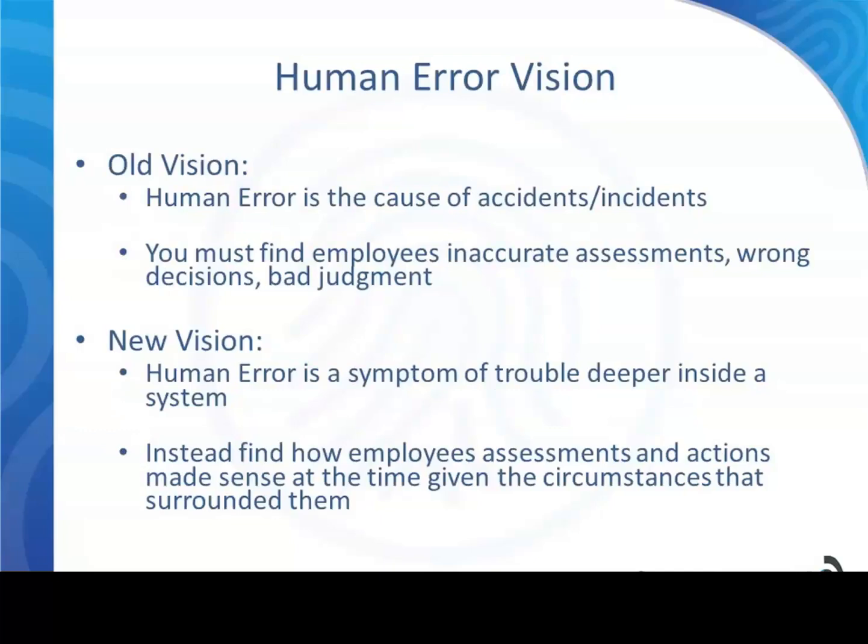basically looking for blame. On the other hand, the new vision says, wait a minute, yes, human error happens, but it is a symptom of trouble deeper inside a system, and that's why we need to start our investigation where we finished with human error. So that's one thing that we will need to start doing immediately, is that whenever we think that human error is the causal factor, here is where the new investigation needs to start, so we can explain why I made that mistake.